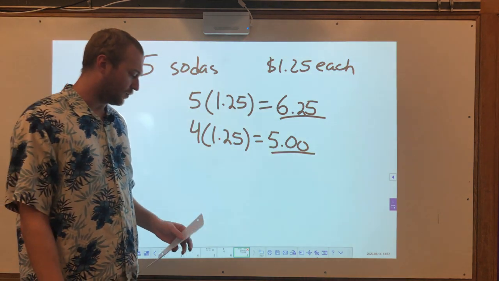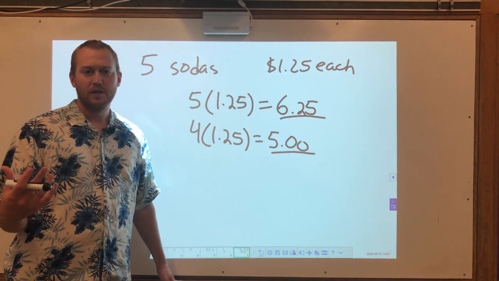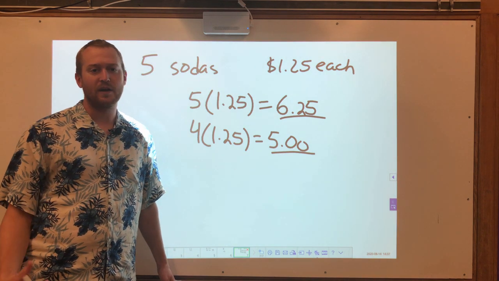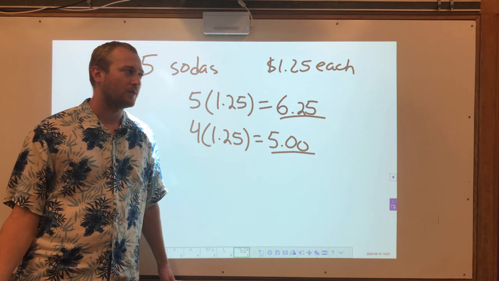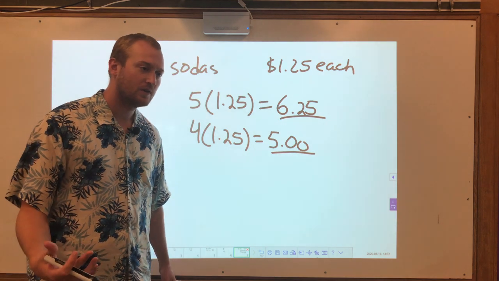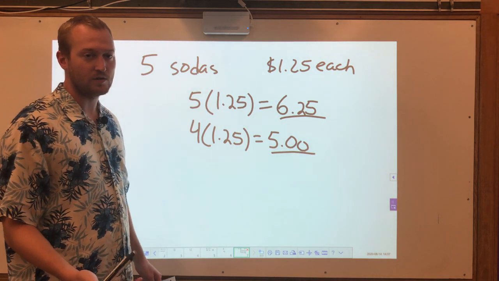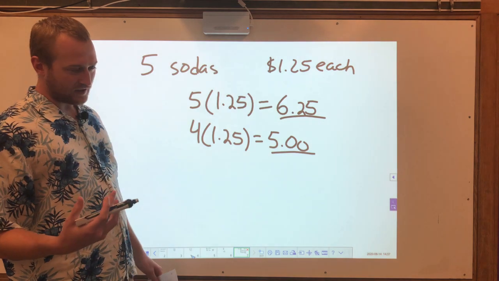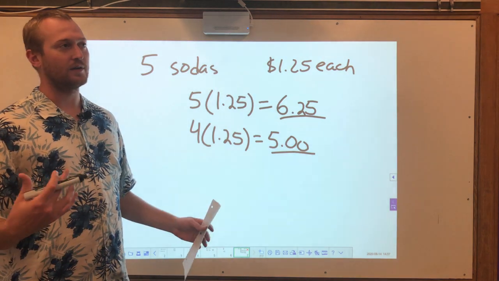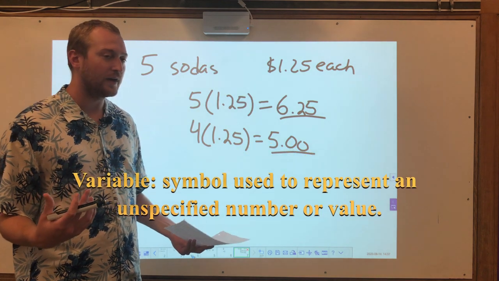What if you're walking to the store and you're going to meet up with your friends, and again you offer in your group chat or something to buy everybody sodas, but you don't know exactly how many people are showing up. So instead of an actual number like 5 or 4, since we don't know how many, we're going to use what's called a variable. A variable is just a symbol used to represent an unknown or unspecified number or value.